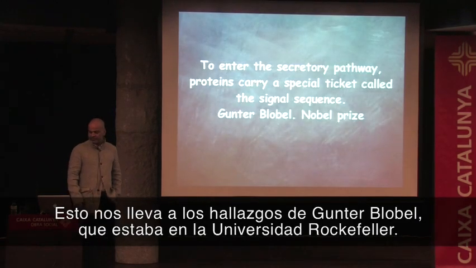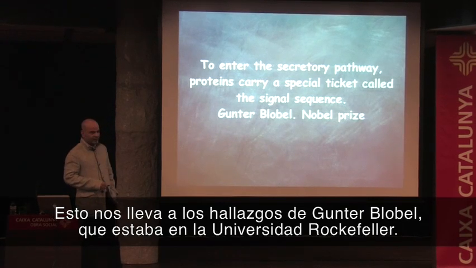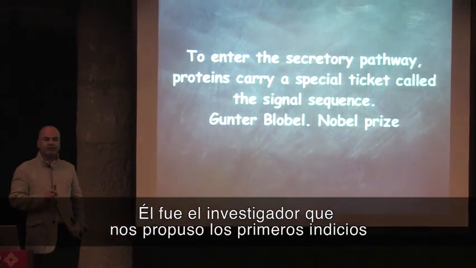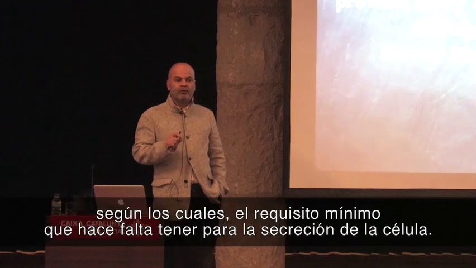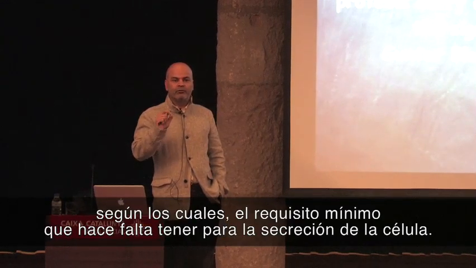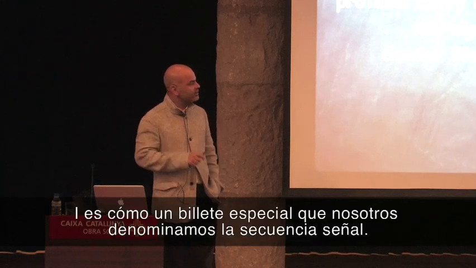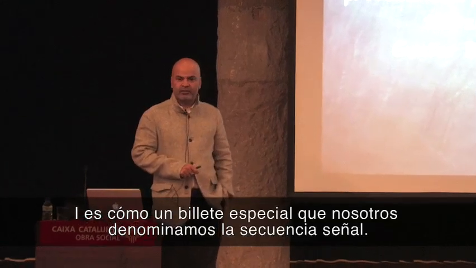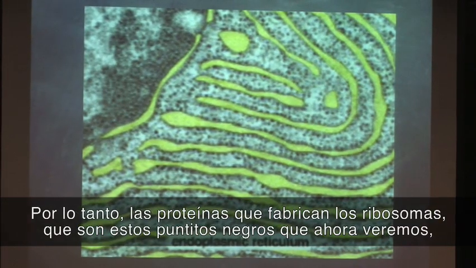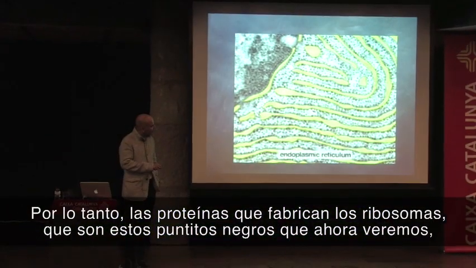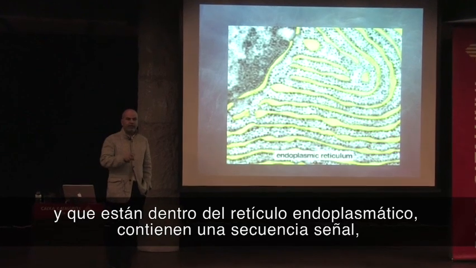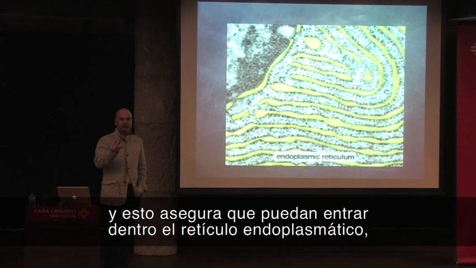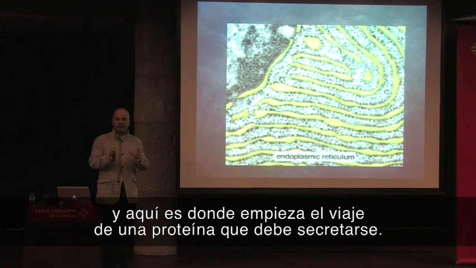And this brings us to the findings of Gunther Blobel, who is at Rockefeller University. He provided the first piece of evidence, which told us basically the minimum requirement that you have to have in order for secretion from the cell. And this requirement is a special ticket called the signal sequence. So proteins that are made by the ribosomes, these little blobs, and I'll show you that in a second, that sit on the endoplasmic reticulum contain a signal sequence. And this ensures that they enter the endoplasmic reticulum. And this is where the journey of a protein that is to be secreted begins.